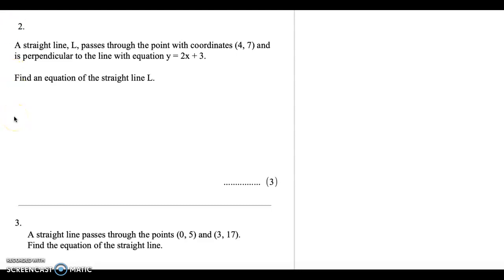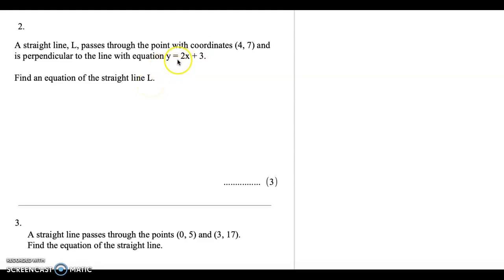Hello guys, so we're on perpendicular lines, question 2 now. A straight line L passes through the point with coordinates (4, 7) and is perpendicular to the line with equation y equals 2x plus 3. Find an equation of the straight line L.